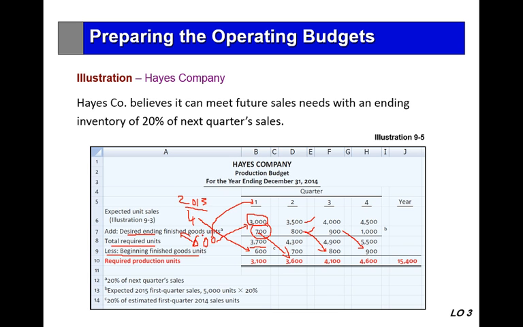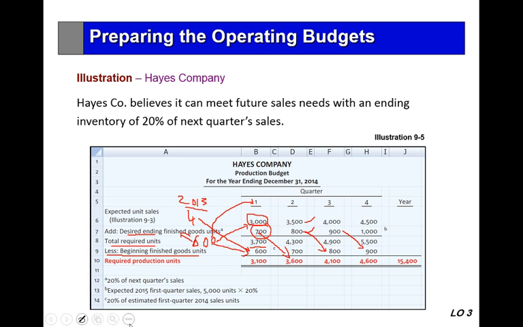The ending inventory of quarter 4 of 2013 is the beginning inventory of quarter 1 of 2014, because it's the next quarter of quarter 4. The next quarter is quarter 1. Then 600 will be the beginning inventory of the first quarter of 2014.